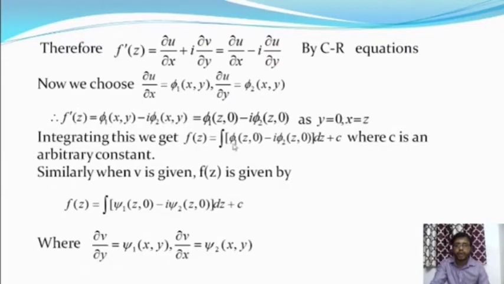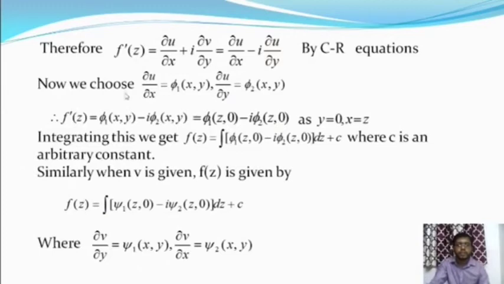Okay, where phi 1 and phi 2 are the given functions. So phi 1 is equal to del u del x and phi 2 is equal to del u del y. So phi 1 and phi 2 are the two partial derivatives of the function u, where c is the arbitrary constant. We are going to find f of z without finding u. Okay, so here is the expression of the function f of z.